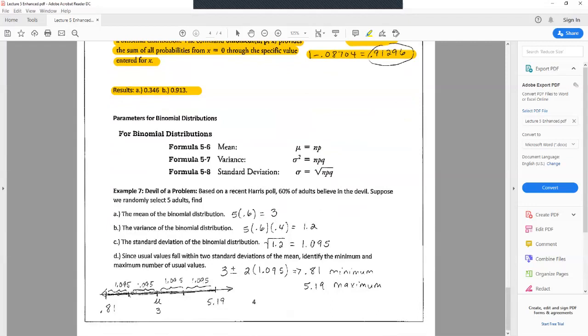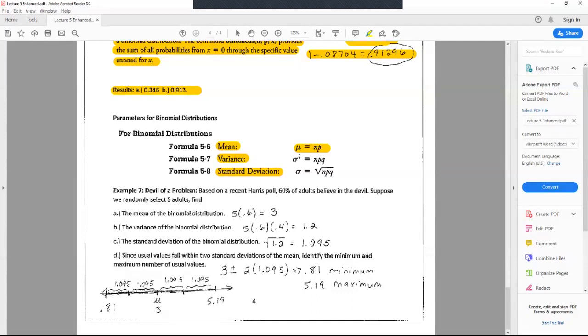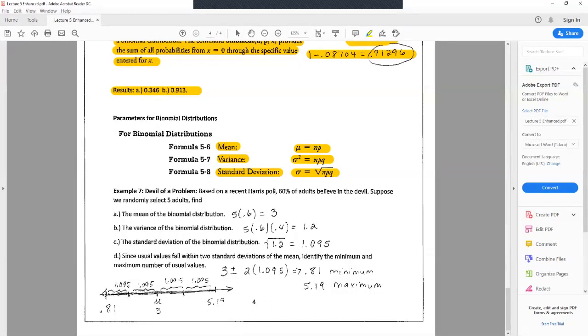Parameters for binomial distributions. If you have a binomial distribution, the formulas for finding the mean, the variance, and the standard deviation are a lot easier to deal with. For example, if you want to find the average for a binomial distribution, it's n times p. The variance is n times p times q, and the standard deviation is the square root of n times p times q. Let's go back to the devil problem here.